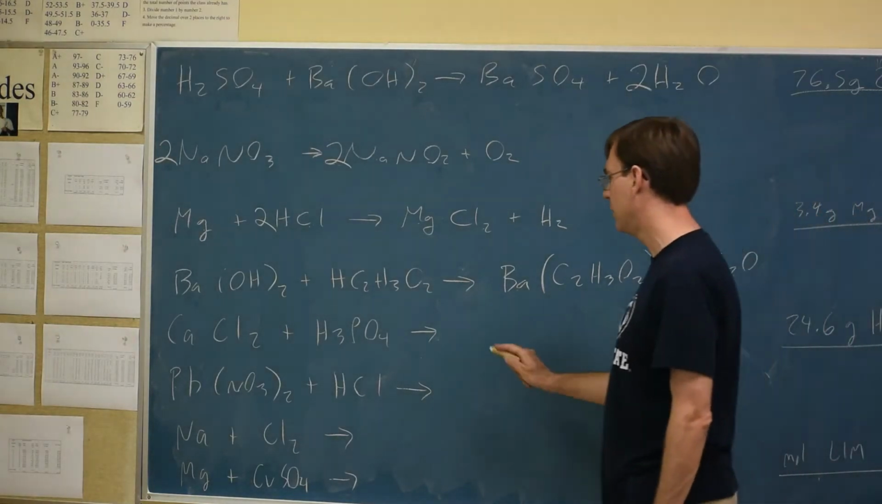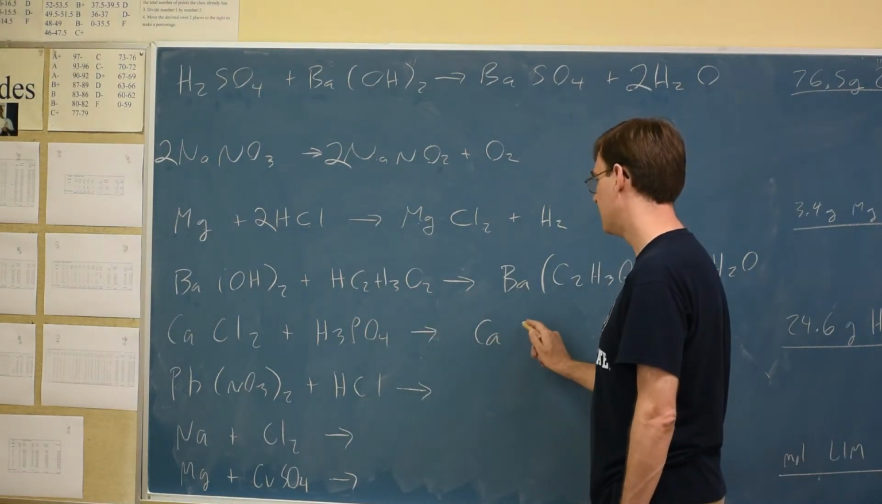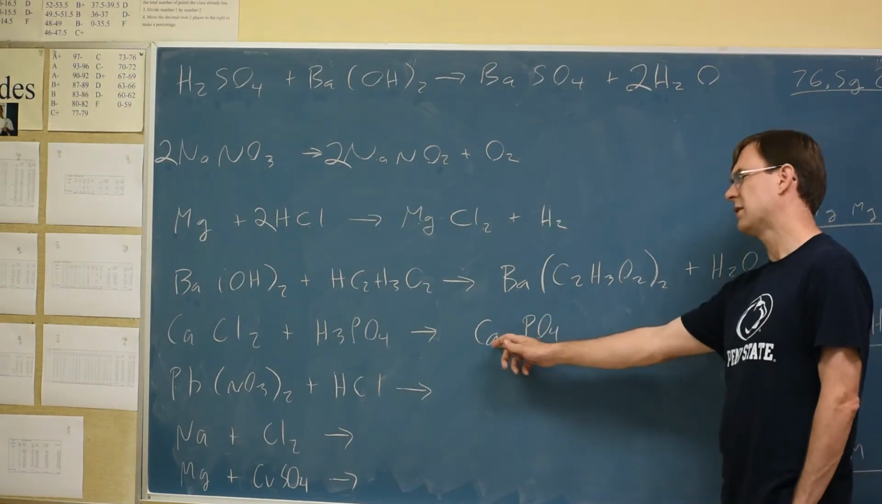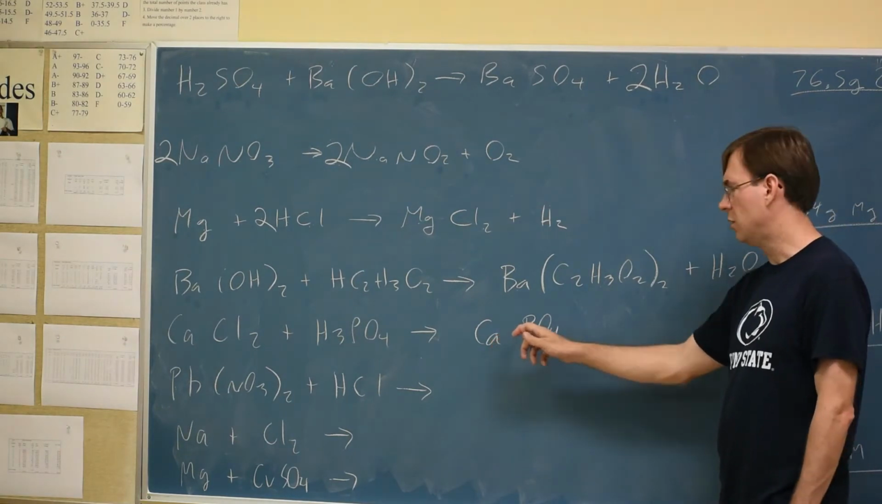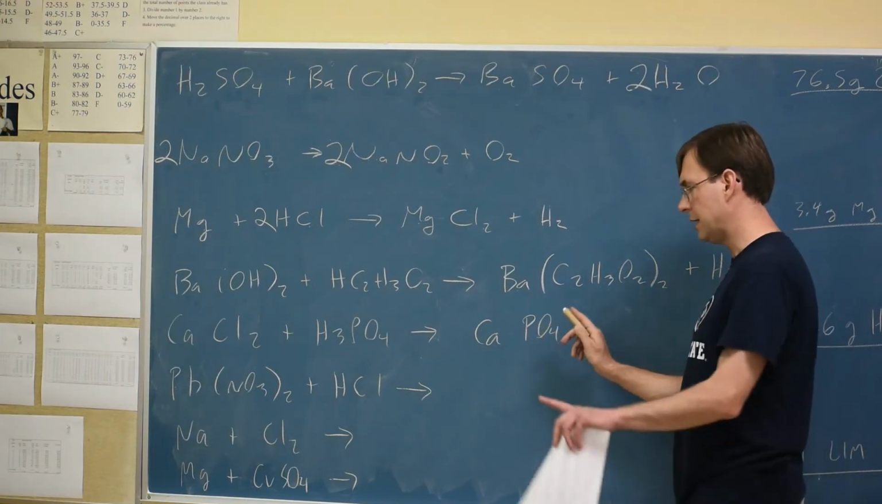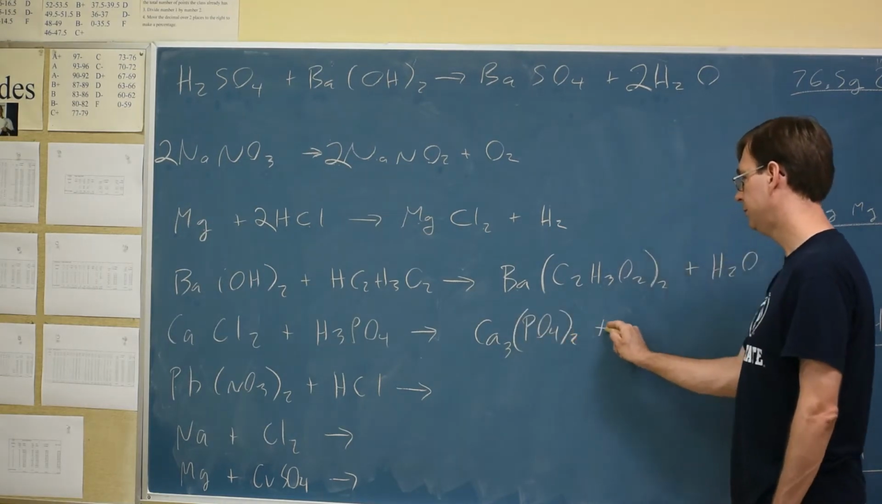For the next one, we want to do the same kind of thing. Instead of Ca being with Cl, Ca needs to go with phosphate. Calcium has a charge of 2 because it's in column 2. Phosphate's the only one we memorized with a charge of 3. So I need to take 2 and 3 and switch them. So there's 3 and 2.